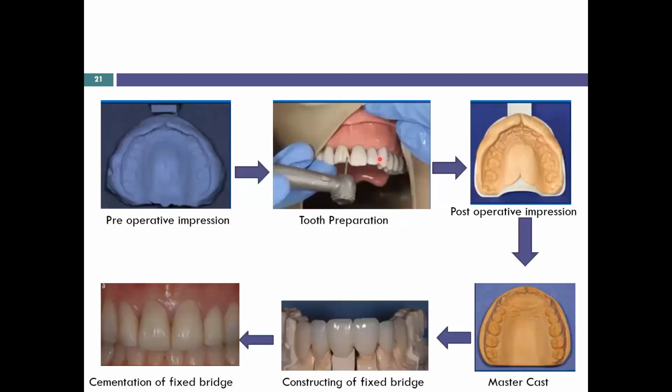Before the direct technique, I would like to explain how an FPD is fabricated. Firstly, when the patient comes to the clinic, we take the preoperative impression. Always and always we will take a diagnostic impression. Now the tooth preparation is done. After tooth preparation, we will get a post-operative impression. That impression we will pour and we'll get the master cast. On that master cast, the construction of the FPD is done. Once the construction of the FPD is done, that FPD is cemented into the patient's mouth.